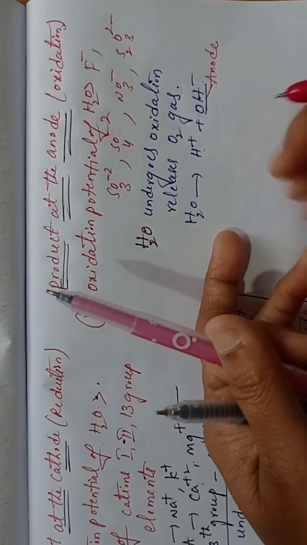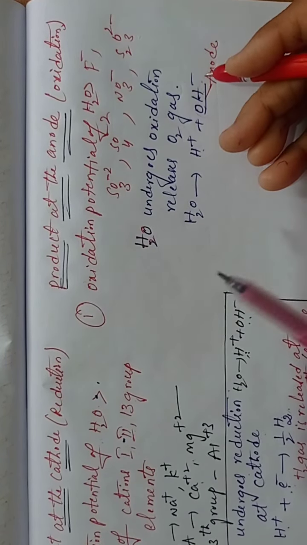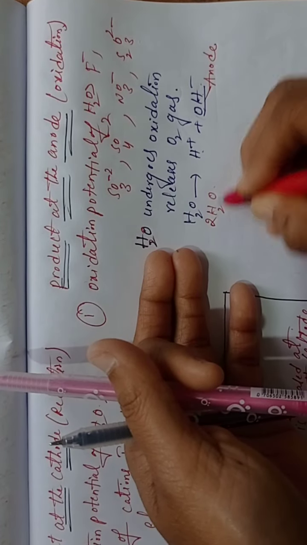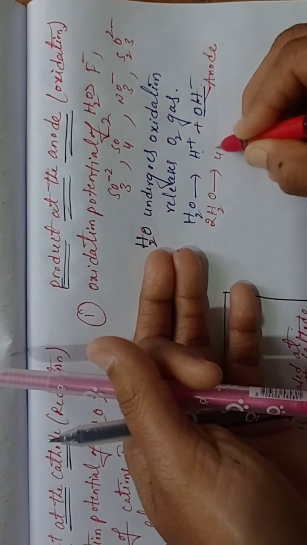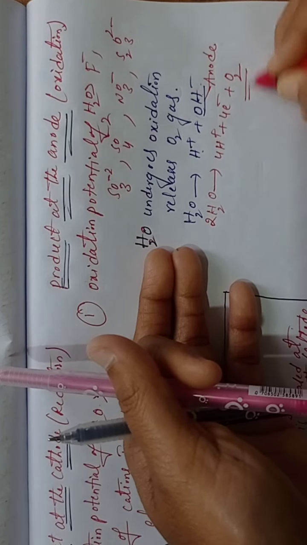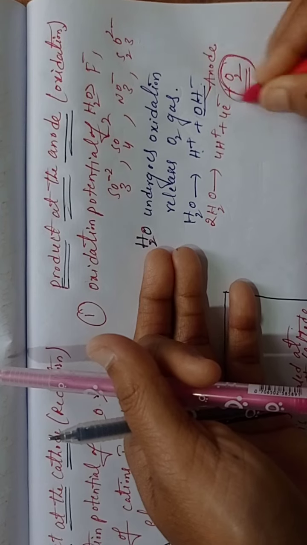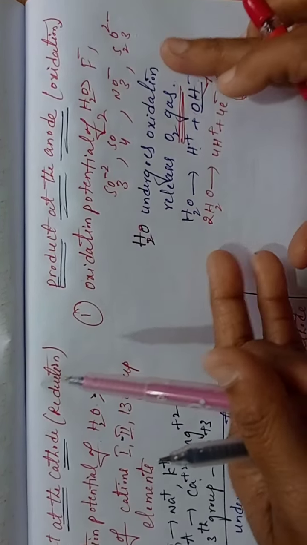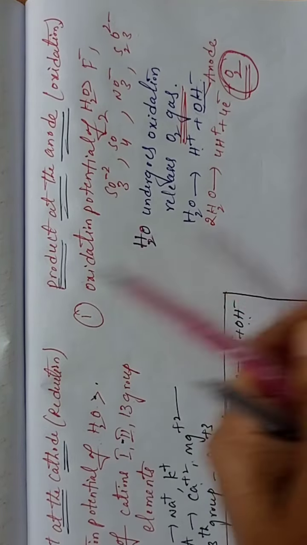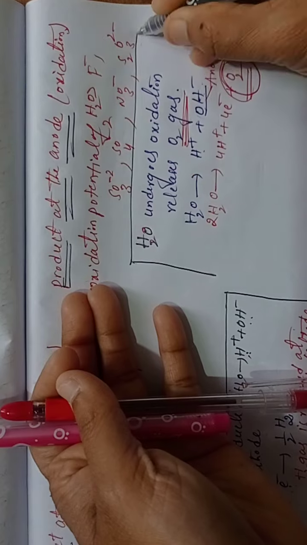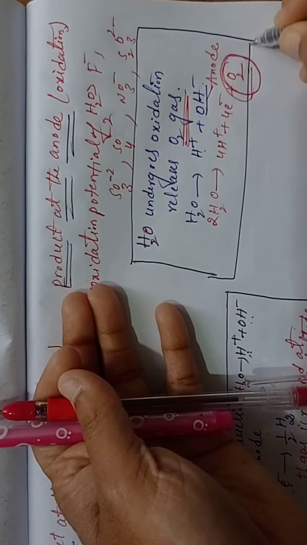Are you clear? So whenever water undergoes oxidation, students, here what is the reaction taking place? Here I am taking 2 moles of water, which produces 4H plus, 4 electrons, plus O2 gas is released. That means oxygen gas is released, students. Are you following? So water undergoes oxidation. This point you have to remember, students. Only water undergoes oxidation.